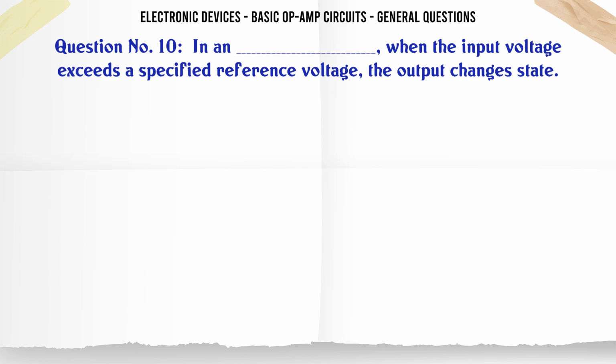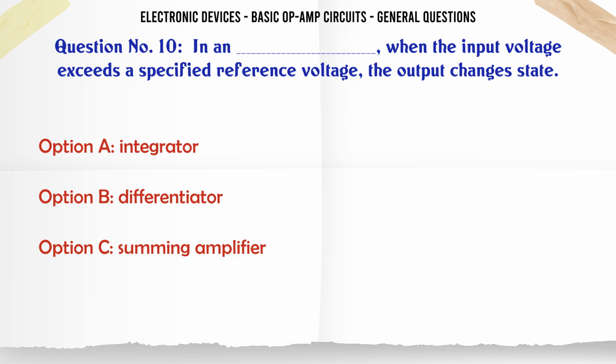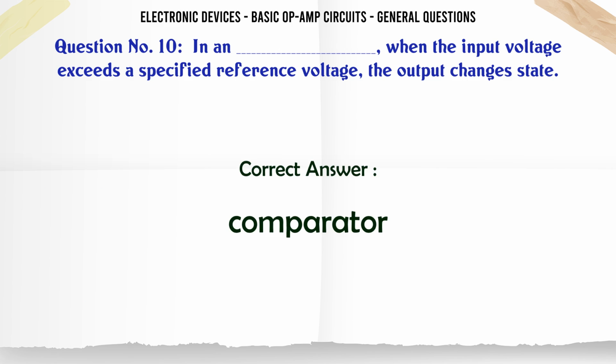In a, when the input voltage exceeds a specified reference voltage, the output changes state. A. Integrator, B. Differentiator, C. Summing amplifier, D. Comparator. The correct answer is comparator.